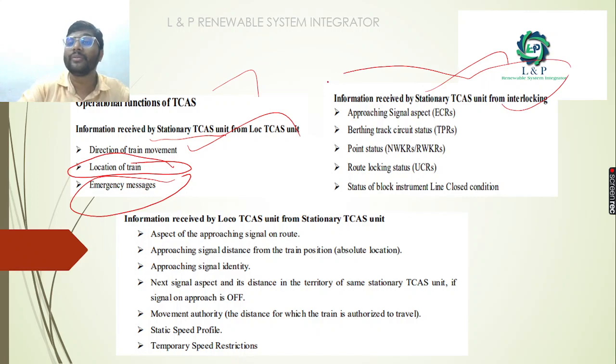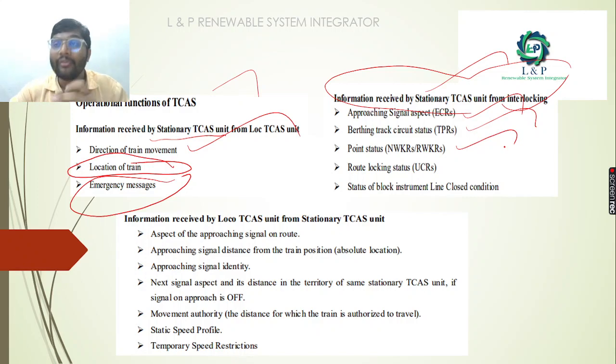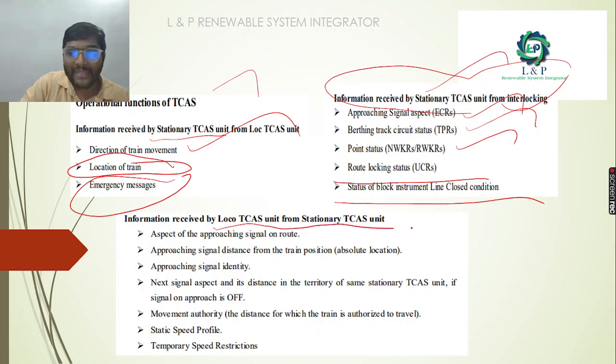From interlocking also we will receive messages. Most importantly, we will receive the approaching signals, and we also receive the berthing track circuit status. We also receive the point status. We will also receive the route locking status, and most importantly we will receive the status of the block instrument line closed condition. And also we will receive the information by the Loco TCAS unit from the stationary TCAS unit.